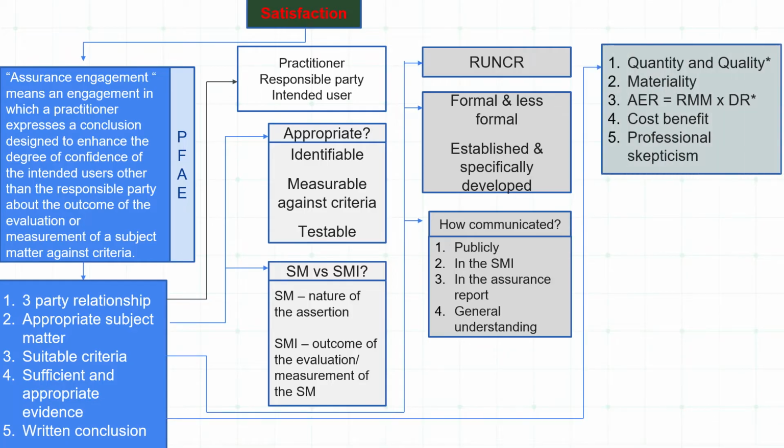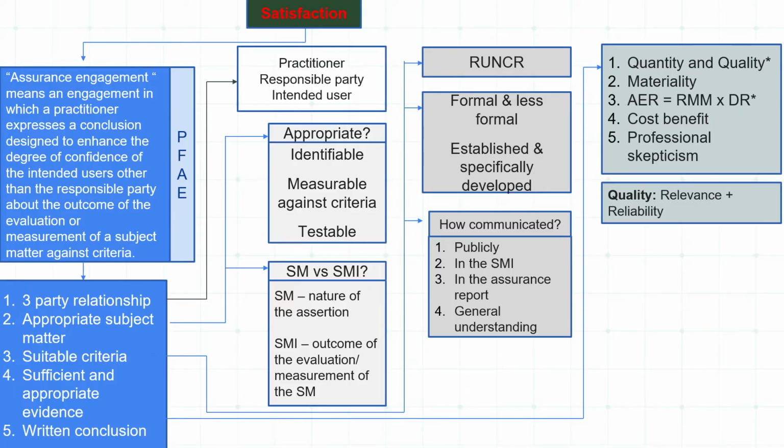And the fourth element is sufficient and appropriate evidence. This is perhaps one of the most lengthy elements to talk about. But we can do this, guys. There are five considerations that we make whenever we talk about sufficiency and appropriateness of evidence. Sufficiency, of course, will refer to the quantity, the volume. Is it sufficient? Is it enough? And appropriateness would refer to the quality.